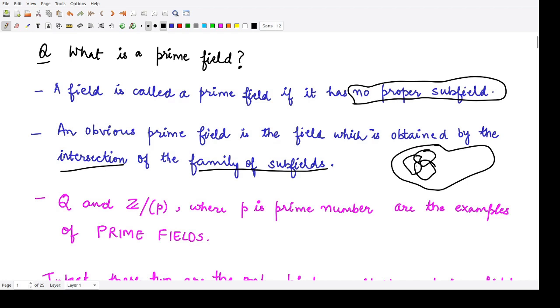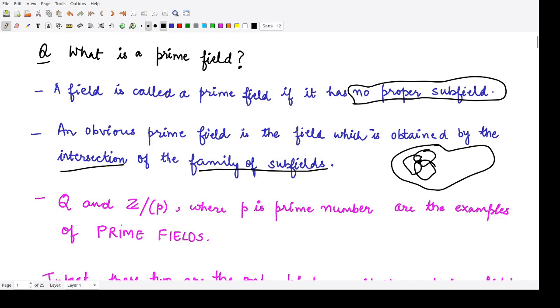Why would they overlap each other? Because they will have the common elements, the multiplicative and additive identity, common to them, right? And we will say their intersection. So this would be their intersection, and this intersection would be a prime subfield. So what is a prime field? It is the field which has no proper subfield.